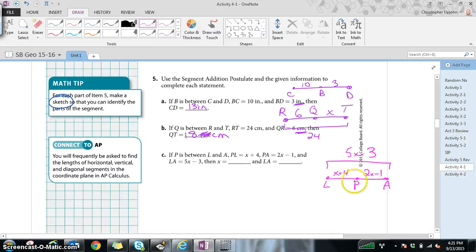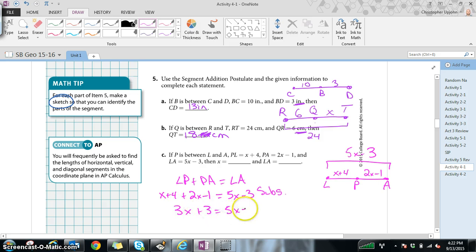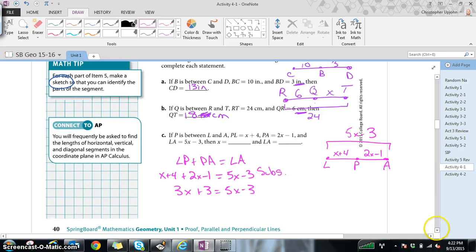So we don't know what the measurements are, but we know that the smaller segments, LP plus PA, equal LA, the whole thing. So using our substitution property, we're just going to substitute in those values. LP is x plus 4, PA is 2x minus 1, equals LA, 5x minus 3. Combine our like terms, which, if we were writing a proof, there is no such thing as combining like terms, but we're not, so we don't have to.